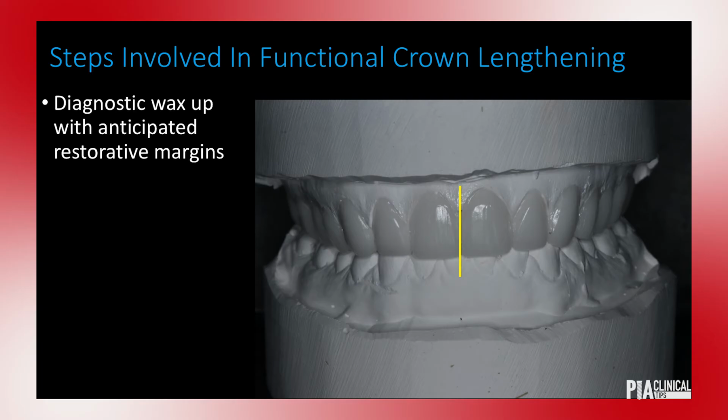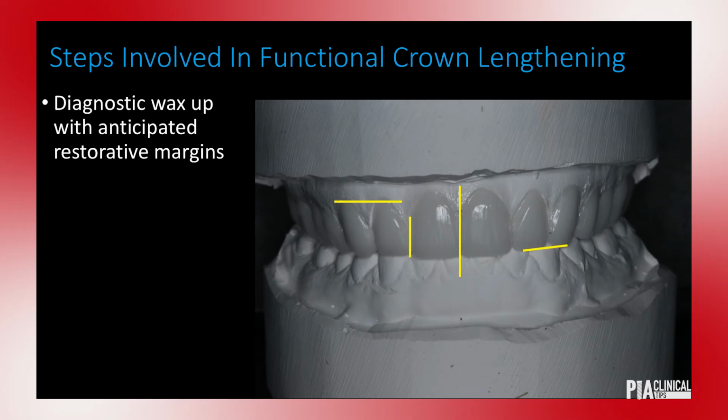It will give you information about the gingival levels, especially the zenith of the gingival margins. It will tell you about the incisal edge position and the incisal edge angle. It also will give you information about the interproximal context, as well as the overall morphology, or the basic design and shape of the teeth. All of this information taken together will assist you in your functional crown lengthening by letting you know where the osseous crest needs to be in order to create that biologic width and breathing room for your anticipated restorative margins.